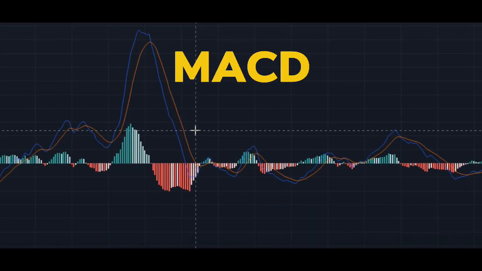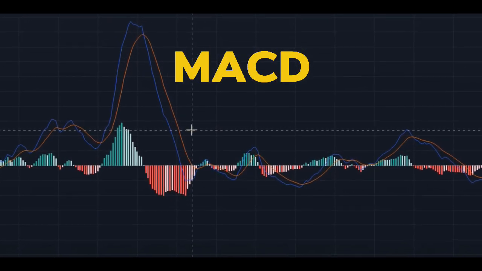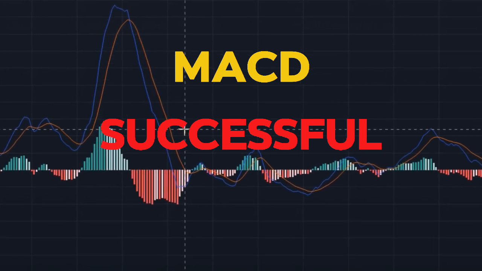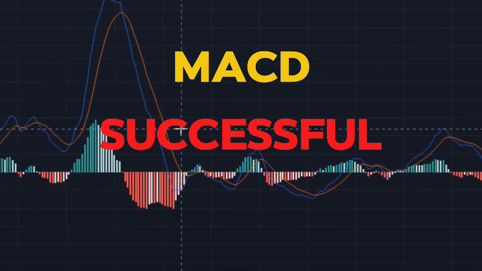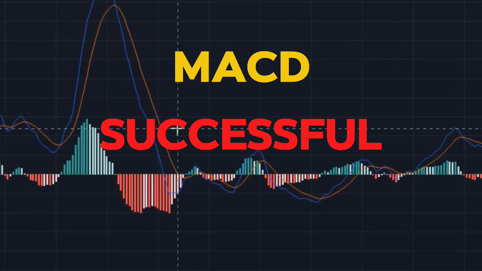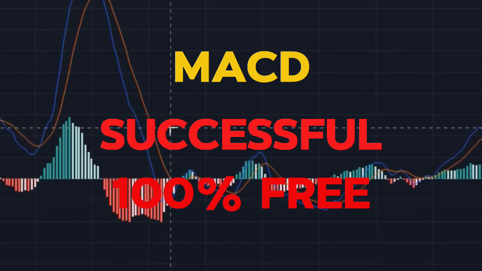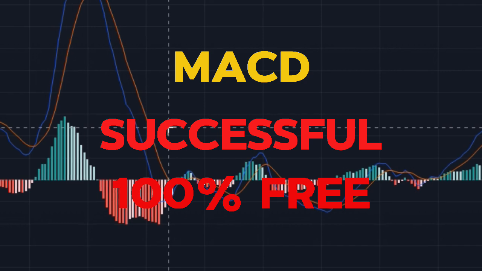MACD is currently a very popular indicator, and MACD is a very successful indicator. Easy to use and works for every market. The most important thing is that it's the most successful indicator that we can use for free and make money. You probably already have MACD, you probably know about the indicator, and you've probably used it.